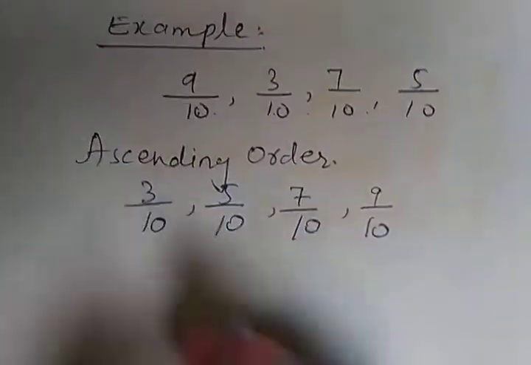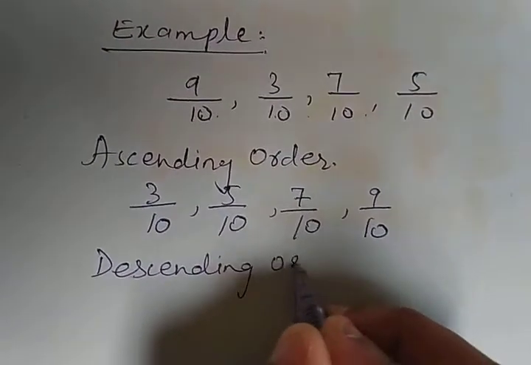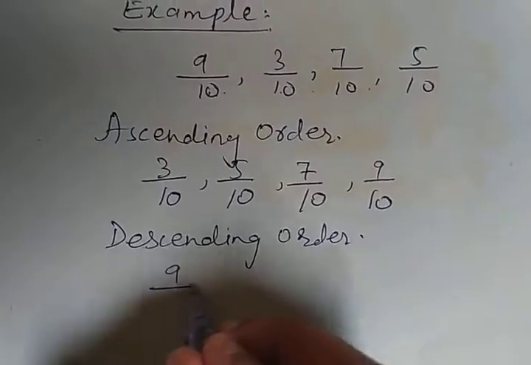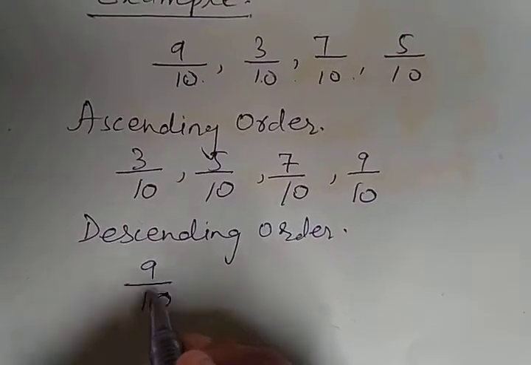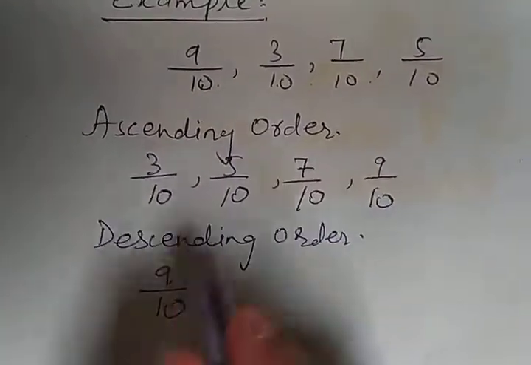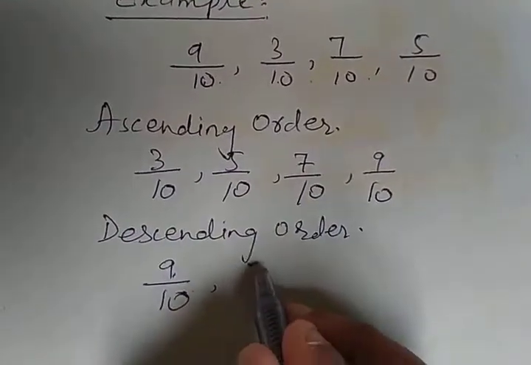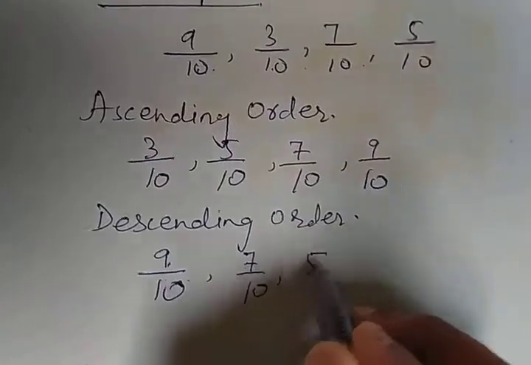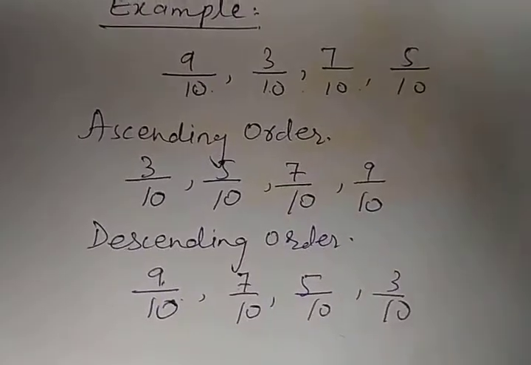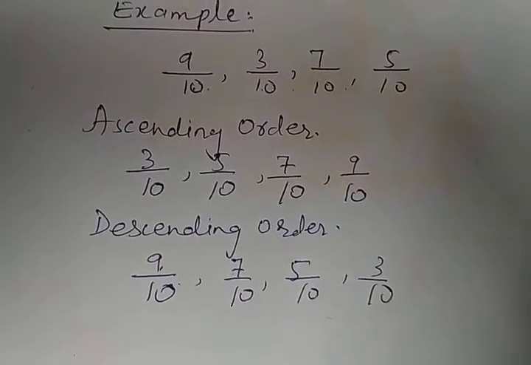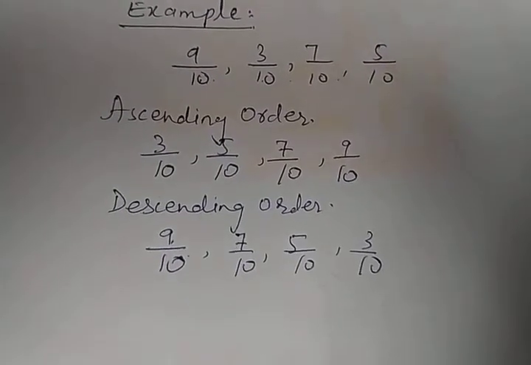And then in descending order, you arrange the numerators accordingly in descending order. 9 is greater than 7, so 9 is the greatest number among all these numbers. So 9/10, 7/10, 5/10 and 3/10. This is the example of like fractions in ascending and descending order. We arrange the numerators in descending order to get the fractions in descending order.